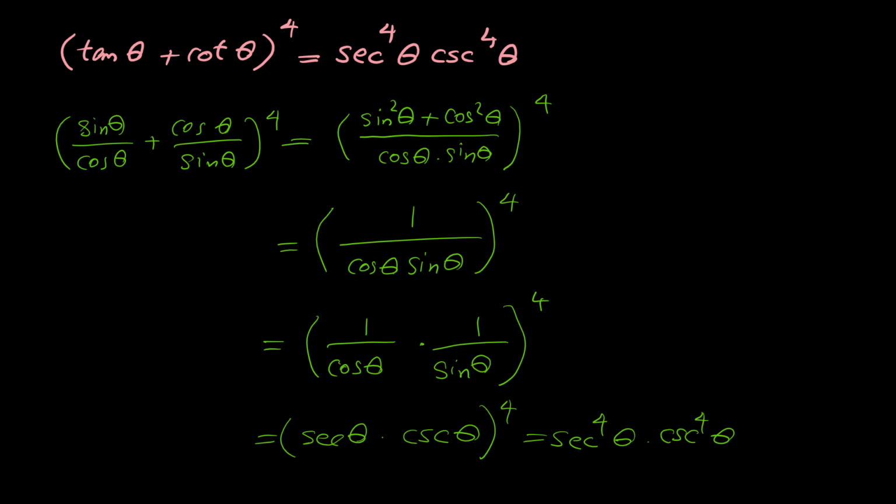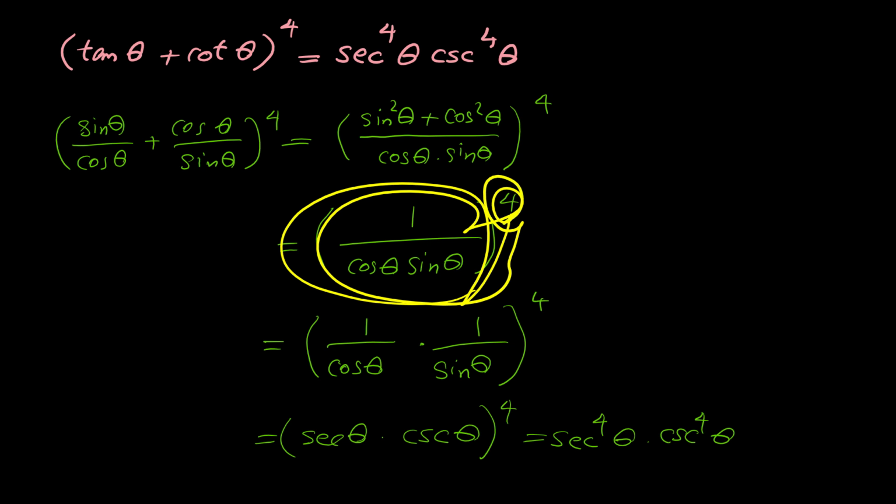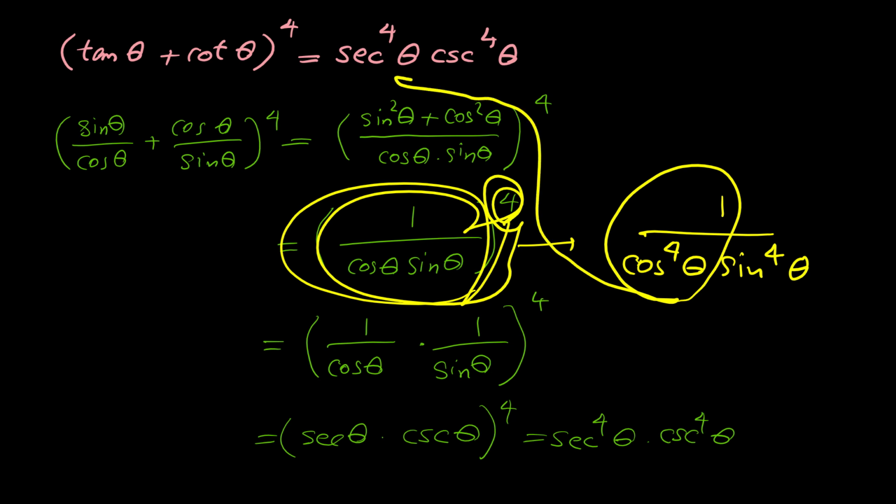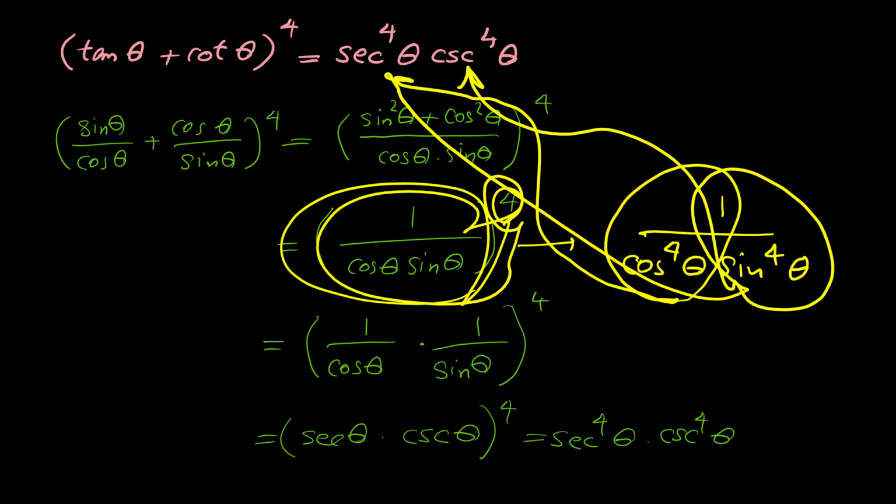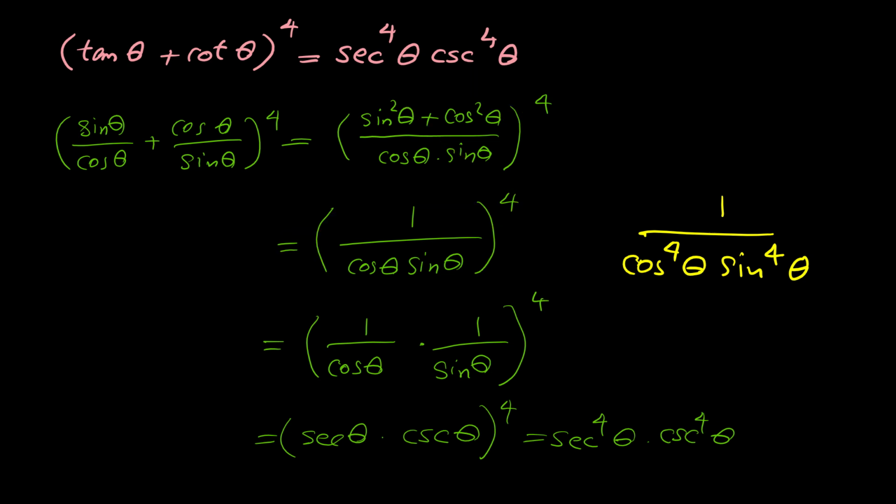Please pay attention that here you can raise this bracket first to the 4. Then you have 1 over cosine to the 4 times sine to the 4. 1 over cosine to the 4 is secant to the 4. 1 over sine to the 4 is cosecant to the 4. This is the other way that we can get to the other side as well.